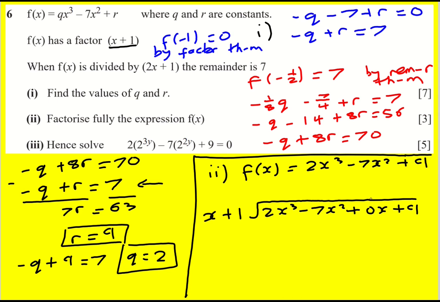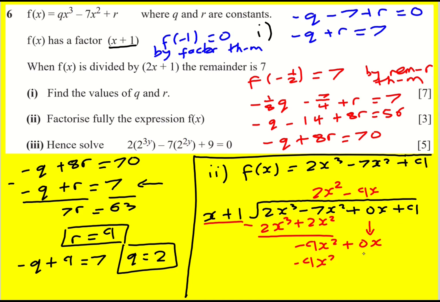So 2x cubed divided by x gives 2x squared. Then multiply back through by this, 2x cubed plus 2x squared. This is just taking long division slash short division to the next level. Then we get minus 9x squared when I subtract them, bring down the 0x. X is into minus 9x squared, going minus 9x. And I get minus 9x here. When I multiply that through, subtract gives me 9x plus 9. Remember, I'm expecting a remainder of 0 at the end, and we get it.